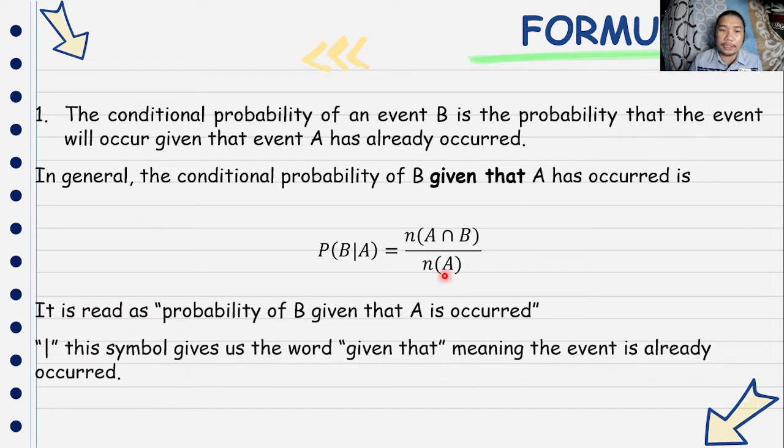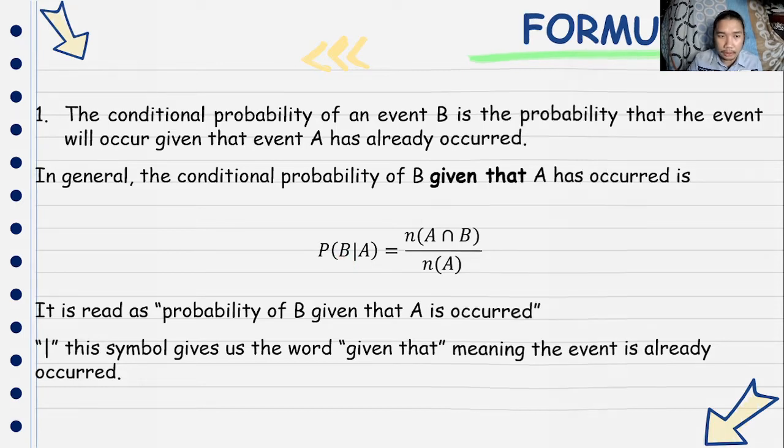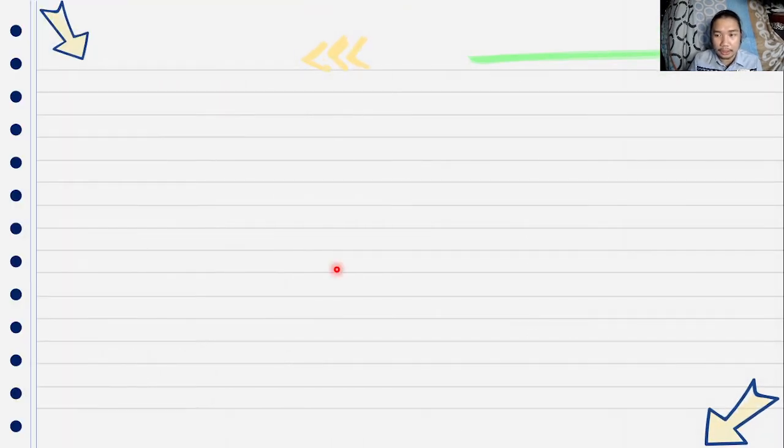So it is read as probability of B given that A has occurred. The symbol between B and A gives us the words "given that," meaning the event has already occurred. After this symbol, event A is already given, which means we need to find the probability of B. Later I will discuss how we are going to use that.